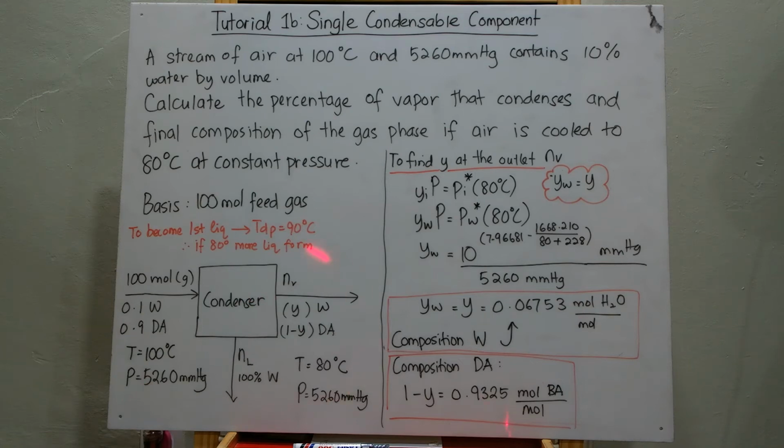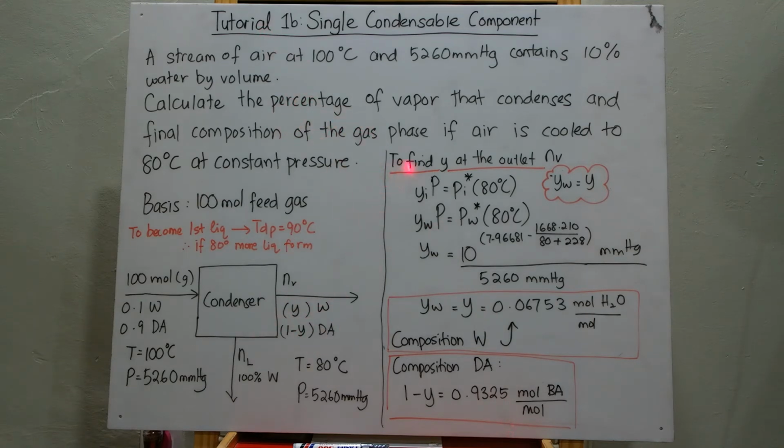So this is how the process flow diagram looks like. The question wants you to calculate the percentage of vapor that condenses and to find the final composition of the gas if air is cooled to 80 degrees C at constant pressure. This is the process flow diagram. In order to calculate the percentage of vapor that condenses, we have to find this and this first. Then we can calculate the percentage.